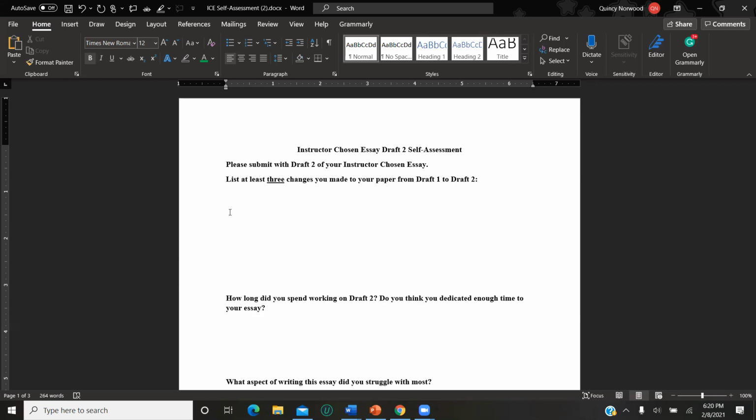And again, don't just say, well, I fixed everything Professor Norwood suggested I fix. Okay. Because again, that's not revision. That's just fixing. And that doesn't necessarily make a paper better.